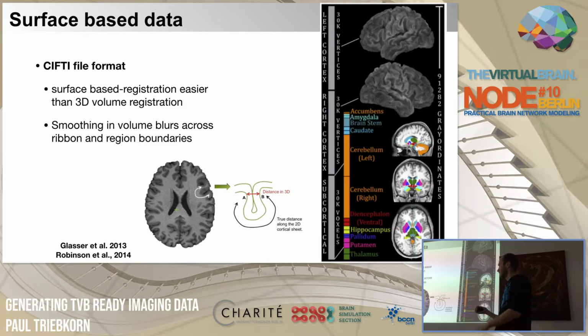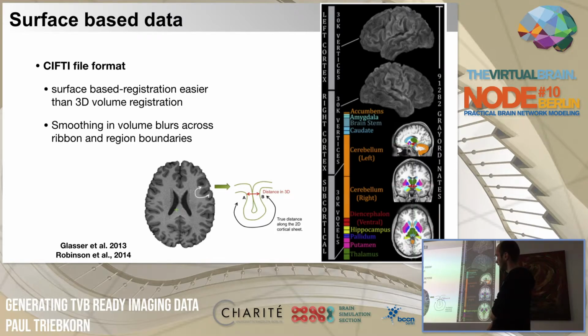Then you're not talking about vertices or voxels anymore, but you're talking about grayordinates. And grayordinates are basically vertices and voxels together. You have 30K vertices for the left cortical surface, 30,000 vertices for the right cortical surface, and then you have voxels representing the subcortical structures. These are the ones we talked about: amygdala, nucleus accumbens, brainstem, caudate nucleus, cerebellum, and so on, both for left and right. Okay.